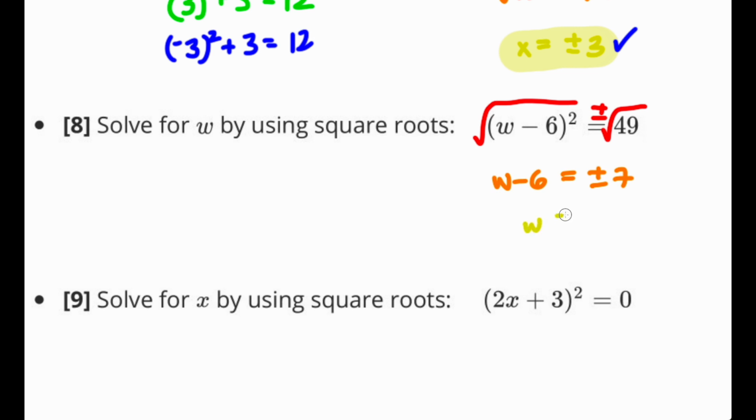I'm going to add 6 on both sides. So now you're going to get plus or minus 7 plus 6. Now what this means is positive 7 plus 6 and negative 7 plus 6. So that means 7 plus 6 is 13. Another possible answer would also be negative 1. So w is equal to 13 or negative 1. And again, you can check your work by plugging it into the original equation up here and see if you actually get 49, which you would.